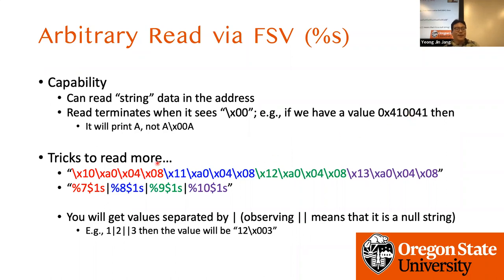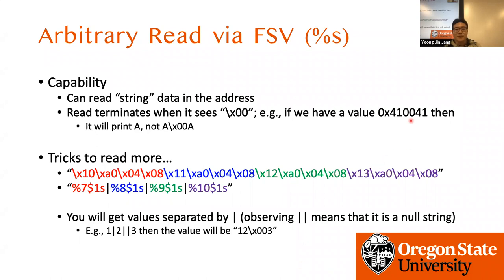One of the tricks is that you can put multiple addresses. And then 7, 8, 9, 10, these are the argument order. This will print out many characters, but some of the characters are bar, some of the characters are bar, something like this. Then you can observe the output, and if you see two bars, that means the output is either bar or zero. Yeah, two choices. You can reduce down your conjecture in the narrow space, so you can eventually get the value is something like this.